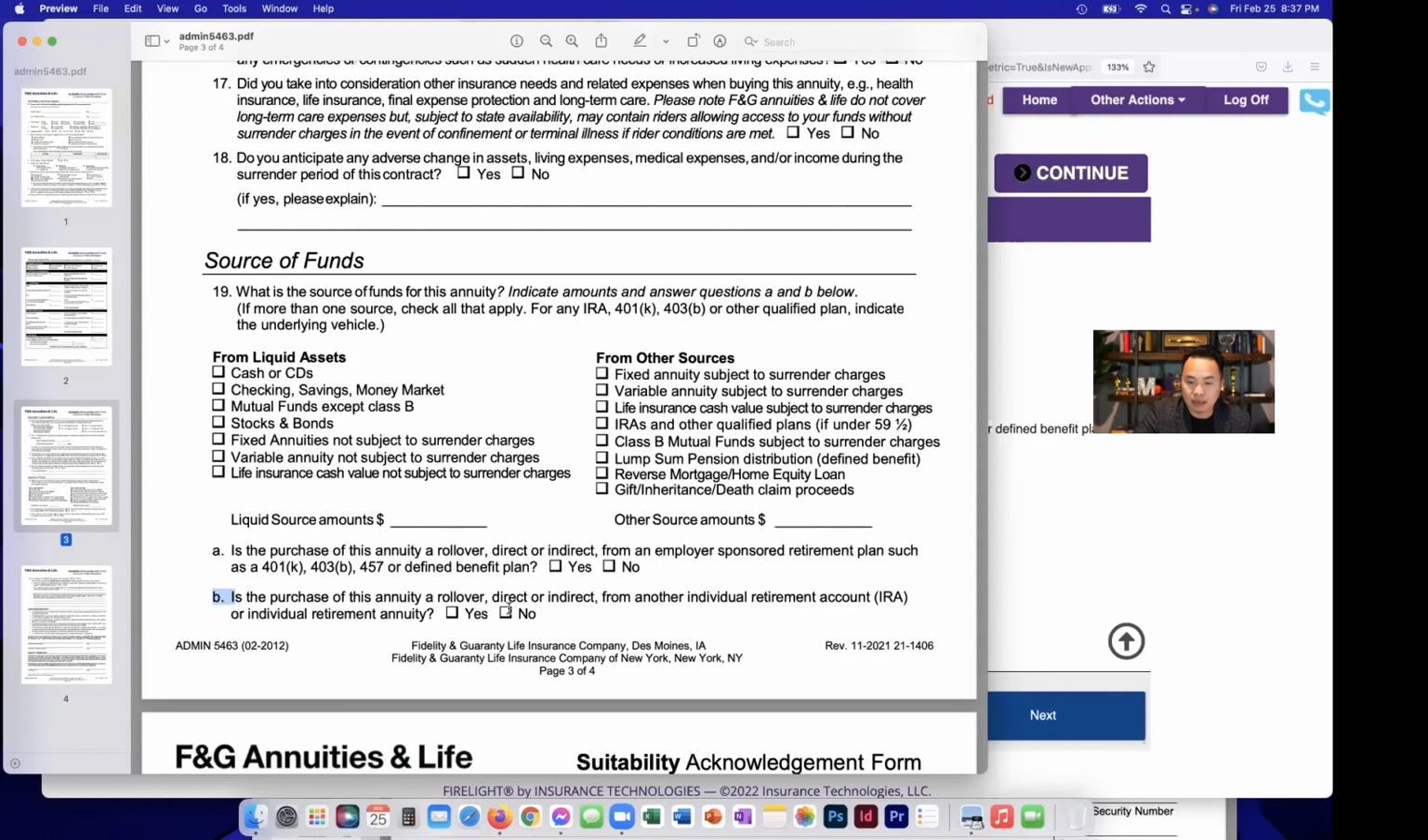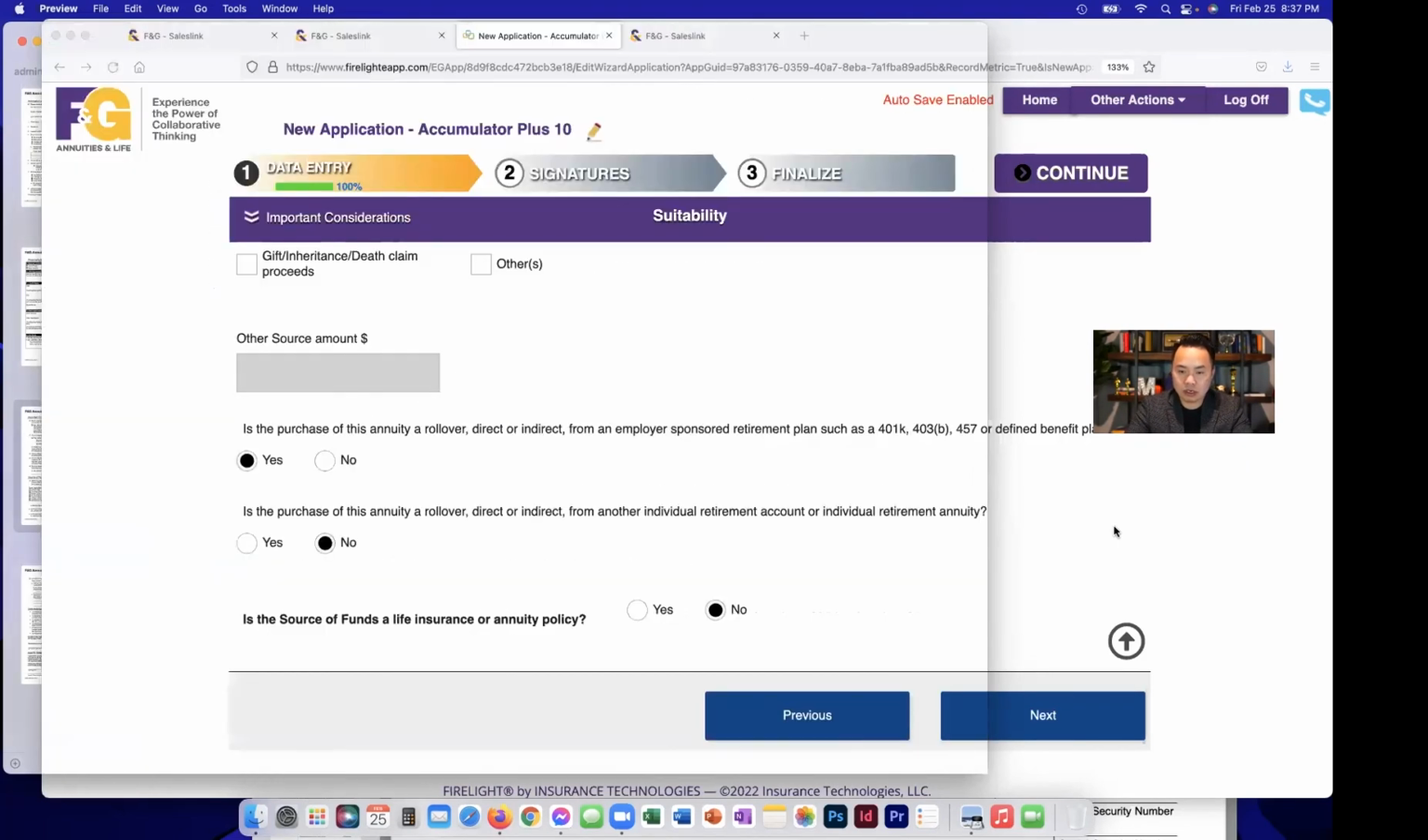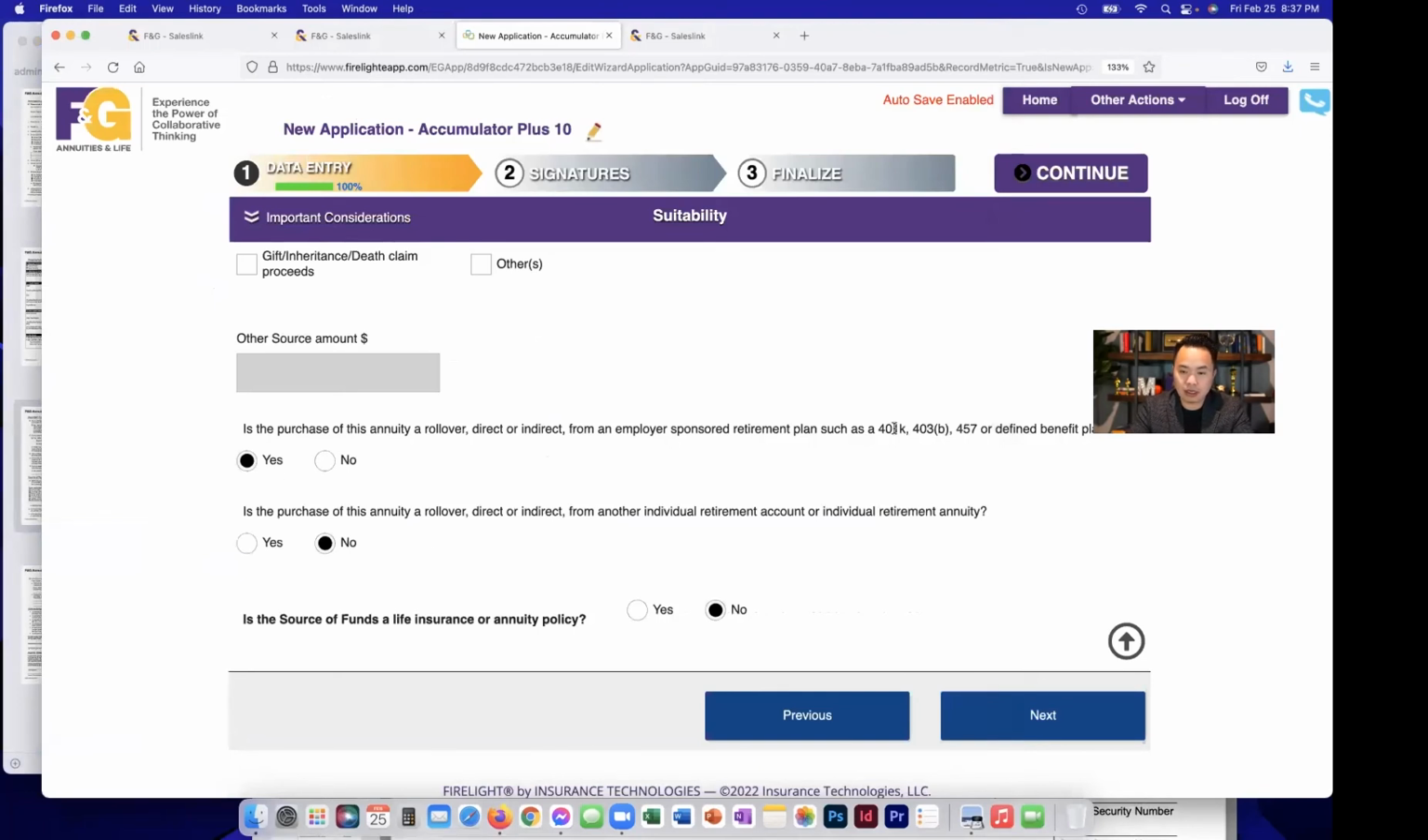Okay. If it is a cash, this is not a rollover, so it's a no. And this down here will be a no because it's a cash. Okay. So that's where this one goes. If this is a 401k, I put yes, and then this is a no down here. Okay. If this is cash, then it will be no and no. Okay. If this is an IRA, then it will be no and then yes.